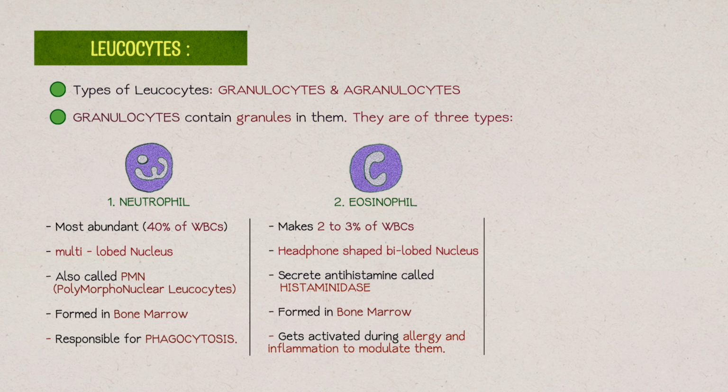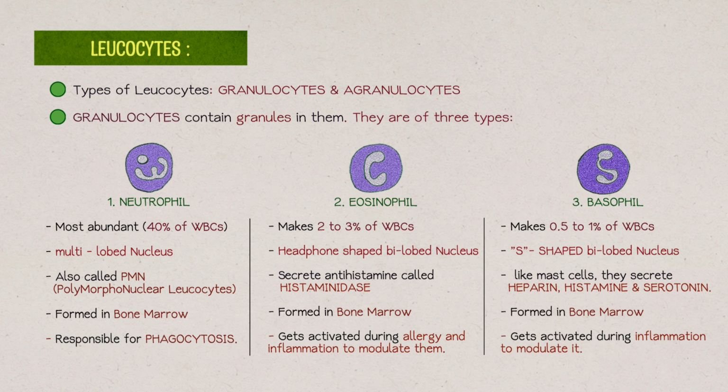Number 3, basophils. Basophils make up 0.5 to 1% of leukocytes. They contain bilobed nucleus, which can be in shape of alphabet S. They are formed in bone marrow. Basophils act like mast cells because they secrete heparin, histamine, and serotonin. They are activated in case of inflammation.